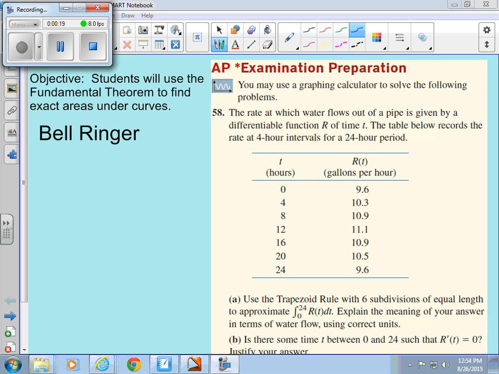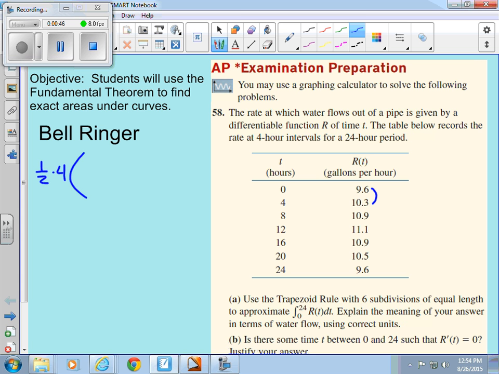...dt, explain the meaning of your answer in terms of water flow using correct units. Hopefully I have a nice set of 6 intervals. Right? 1, 2, 3, 4, 5, 6. Okay. So the first interval is 4 units. Are they all 4 units? That's nice because then I can do this and save myself some time, right?